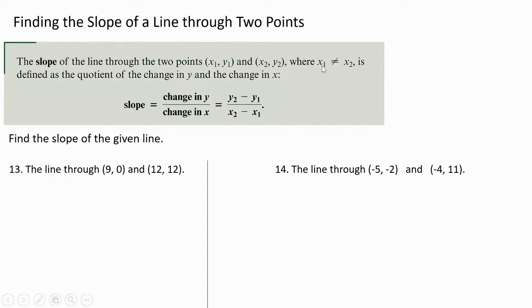Because say these are both 3. What's 3 minus 3? 0. Something over 0 is undefined. Okay? That's why it tells you that x1 cannot equal x2. So find the slope of the given line. Okay, so this is number 13, number 14.